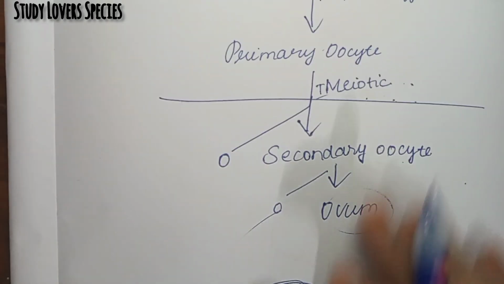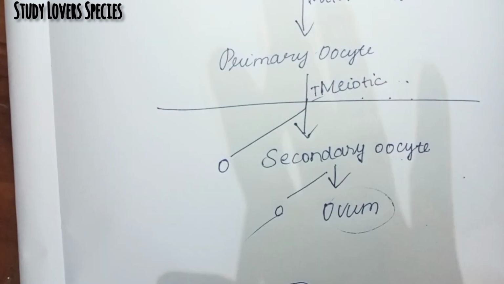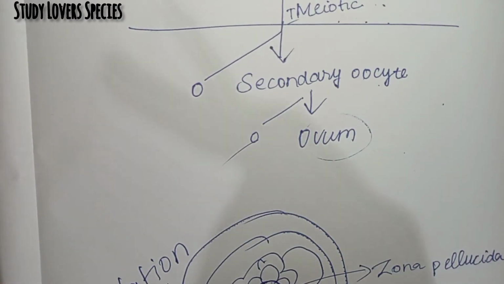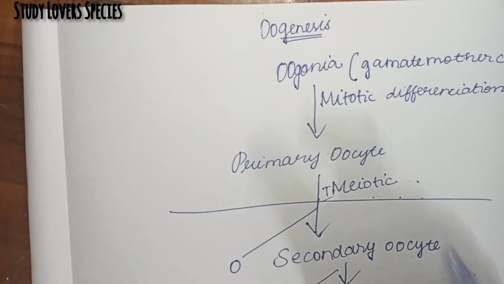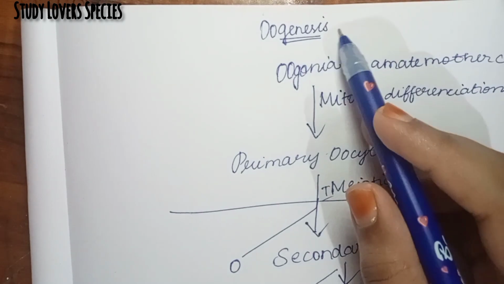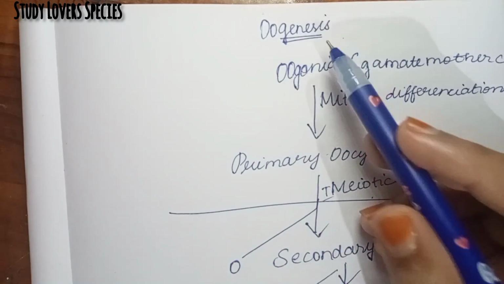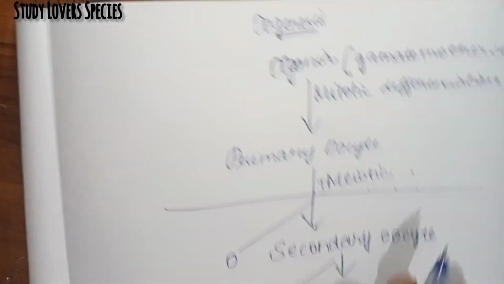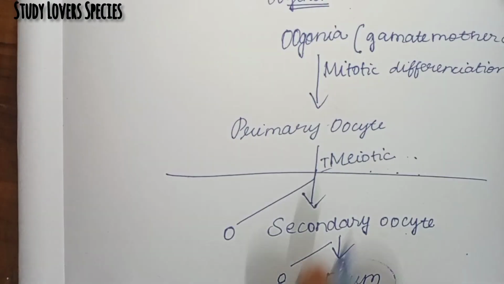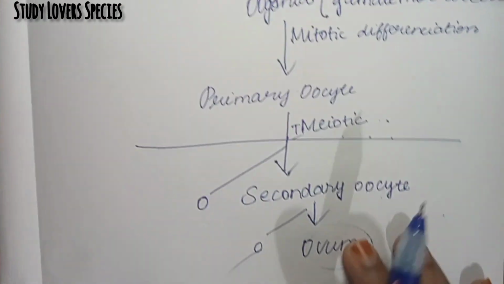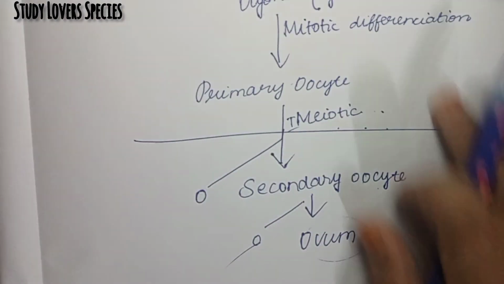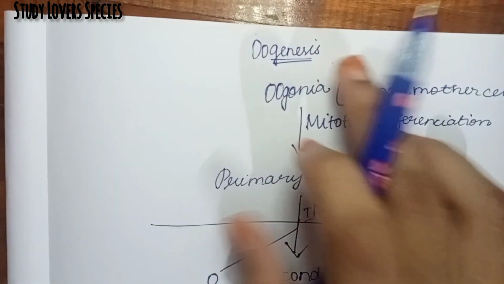This is the whole process of oogenesis. Hope you guys can understand. Let me revise these things once again. In this video, we have seen the process of oogenesis. Oogenesis is the process of formation of the mature female gamete. The mature female gamete is the ovum. So the whole process of formation of this ovum is oogenesis.